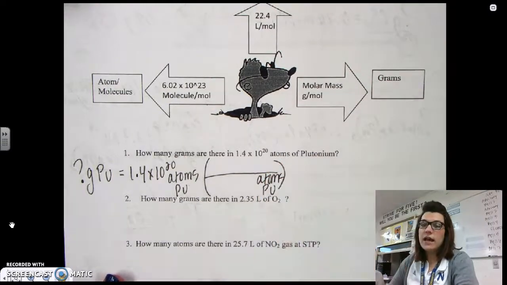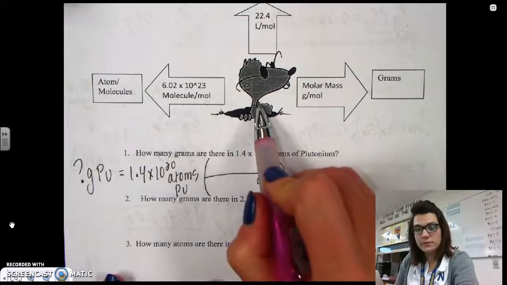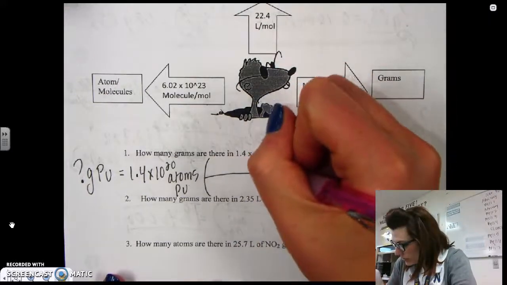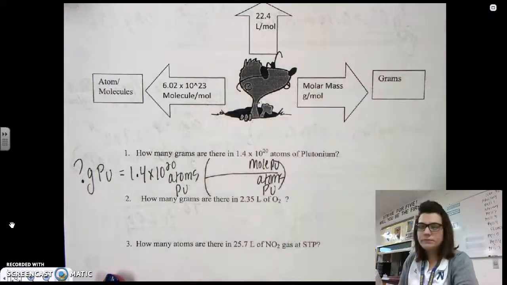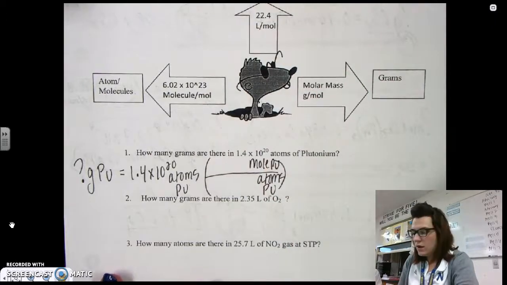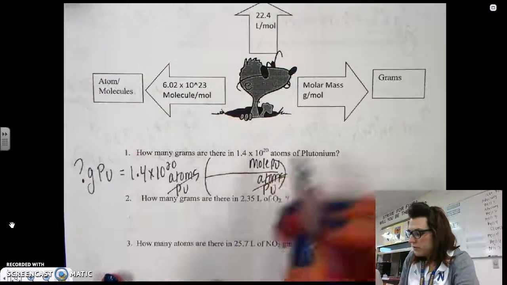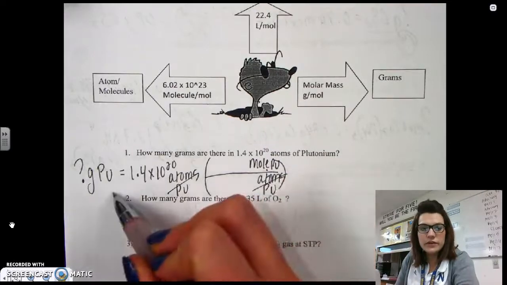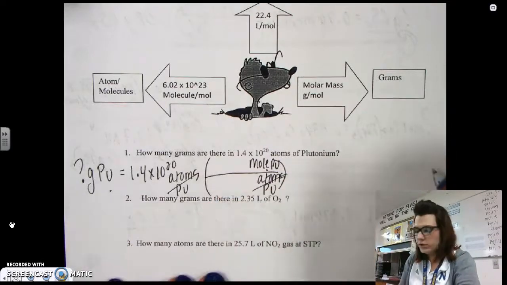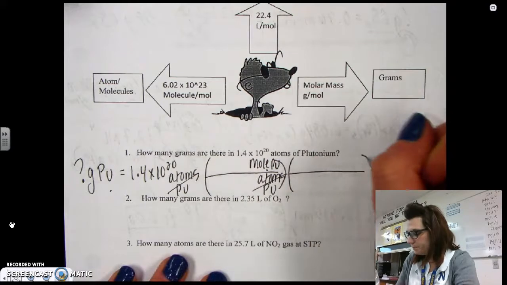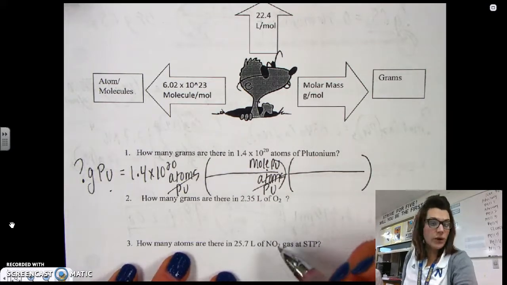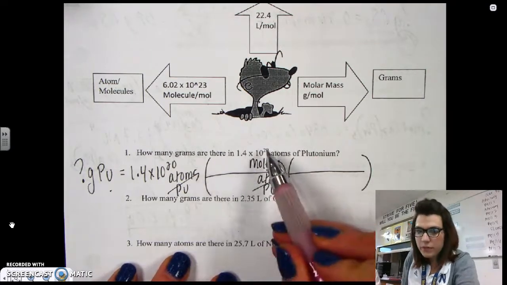And luckily, I have a direct relationship from atoms to the mole. So I can put moles of plutonium in the top. Okay? So atoms cancels, but I don't have the unit that the question was actually asking for. So I have to set up another conversion. Here comes the mole bridge, right? So here's the top of the mole bridge.